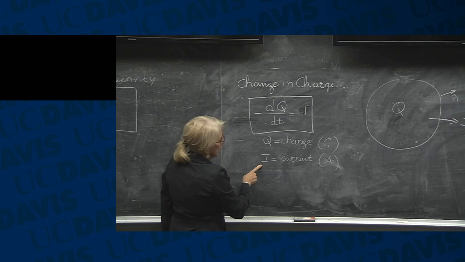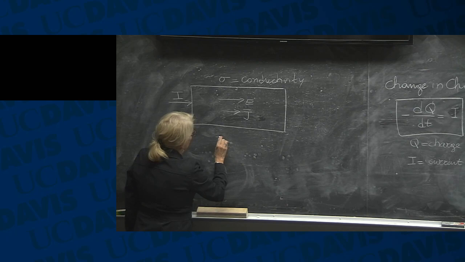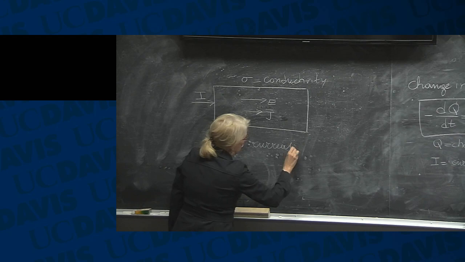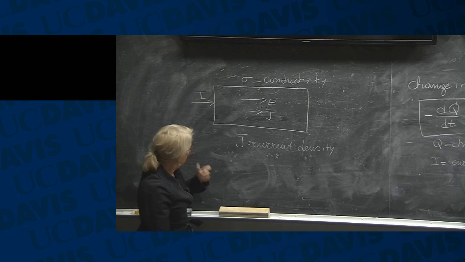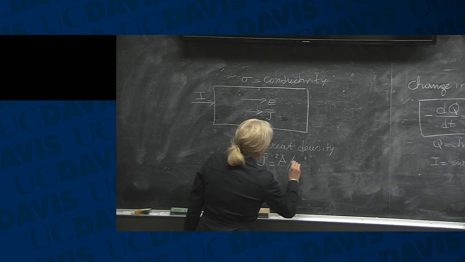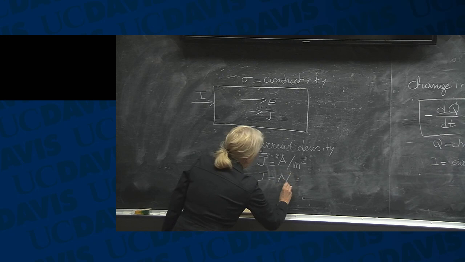Then we have the current density. And we only have two current densities. The surface current density and the line current density, all right? So we have a J, which is amps per meter square, and then a J, which can be amps per meter. But that's all we have, all right? Yes.